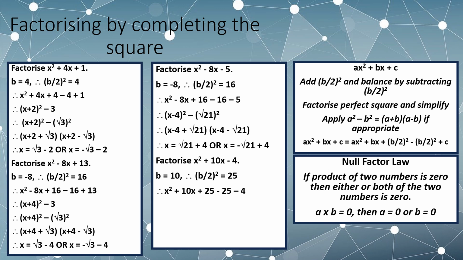Again, incorporating both lines into the next step, we have (x plus 5) squared subtract the square root of 29 squared, which gives us (x plus 5 plus the square root of 29) multiplied by (x plus 5 subtract the square root of 29), which leaves us with, once applying the null factor law, x is equal to square root of 29 subtract 5, or x is equal to negative square root of 29 subtract 5.